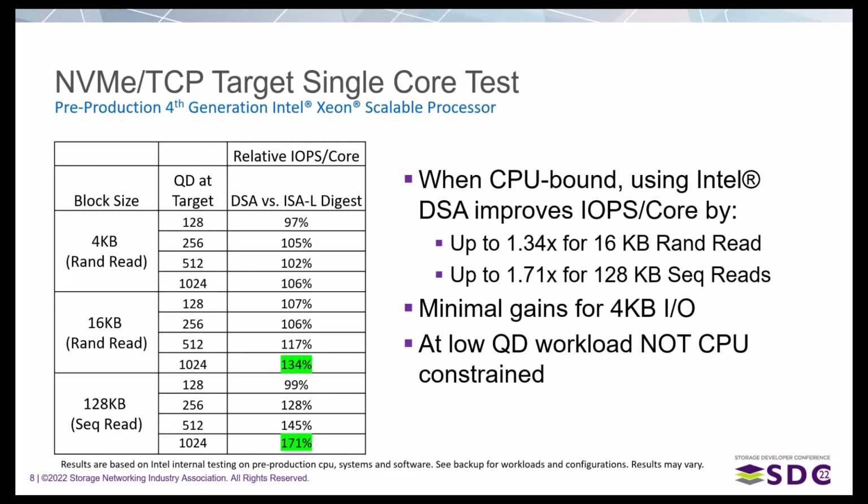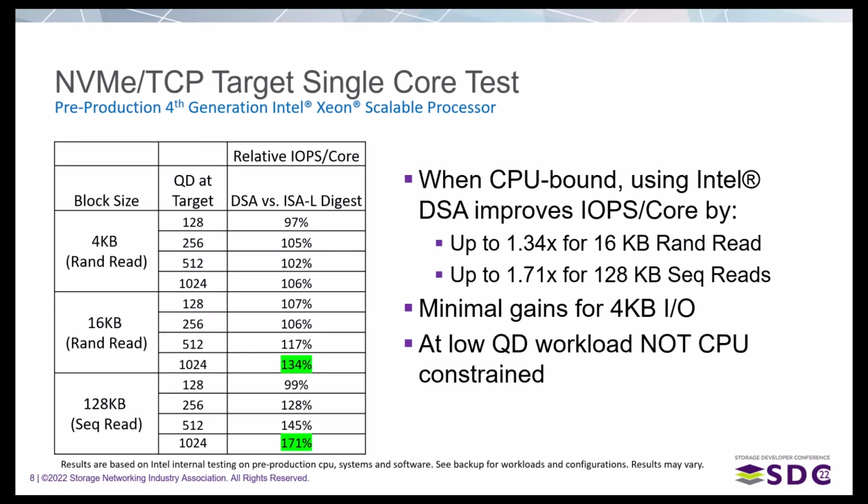And basically, as you can see, what we observed is when the target was CPU bound at the high Q depths, offloading that CRC32C calculation to DSA significantly improves the IOPS per core. We can see that for 16K random reads, the IOPS per core were up to 34% higher when we used DSA, and up to 71% higher for the 128K sequential reads.